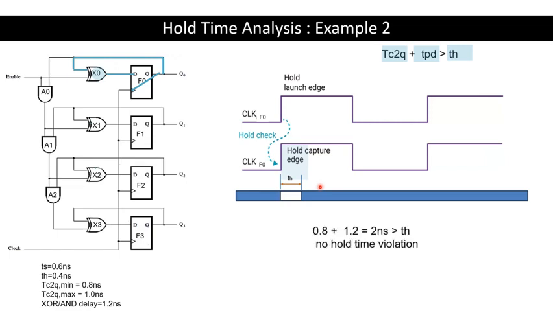So it is 0.8 nanosecond for the TC to Q, plus the gate delay 1.2 nanosecond. The total is 2 nanosecond. So we check the hold time, which is 0.4 nanosecond. That means 2 nanosecond is greater than 0.4 nanosecond, so no hold time violation happens.